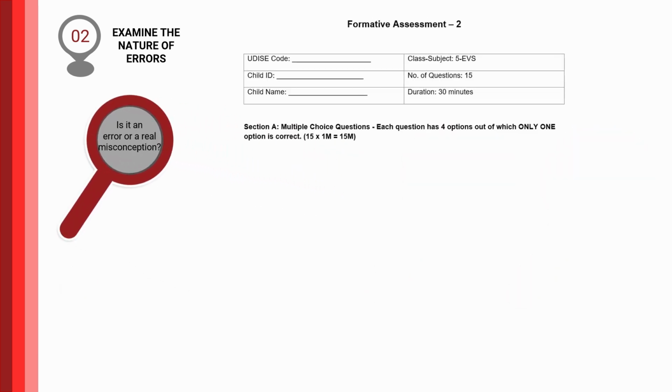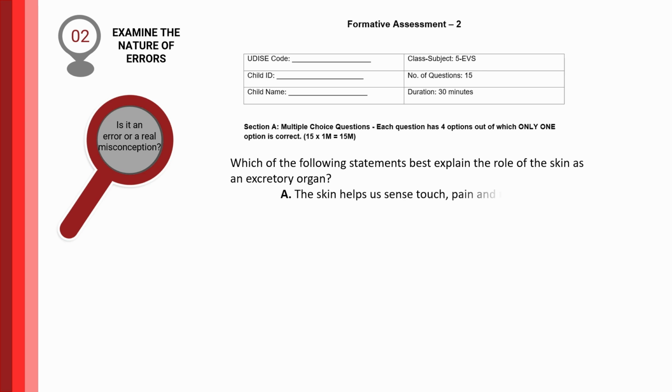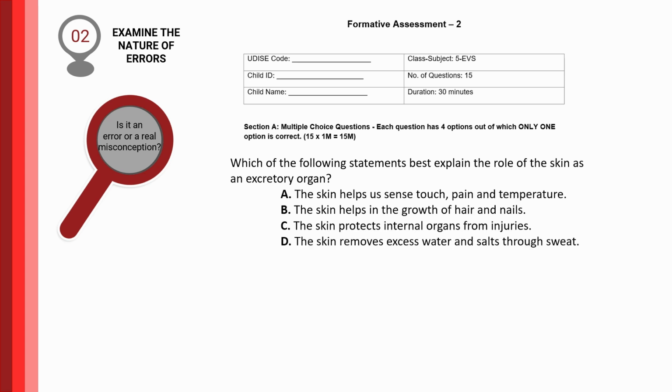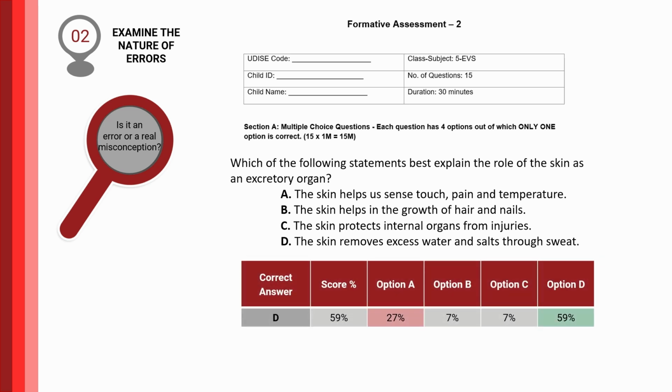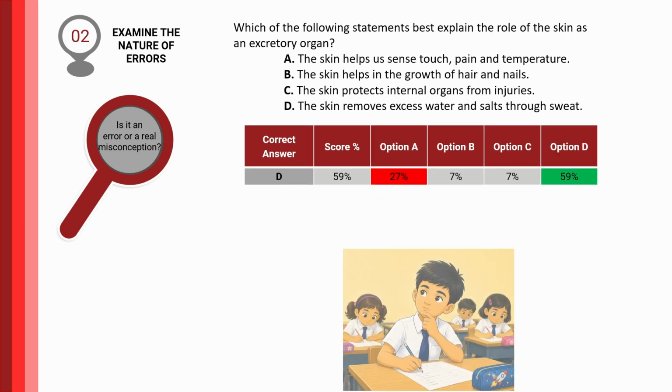Second, check whether the wrong answer is really a misconception or just an error. In this example, the question asks students to identify the role of skin as an excretory organ. 27% of the students chose option A, that the skin helps us sense touch, pain and temperature. There can be 2 reasons for this. 1.